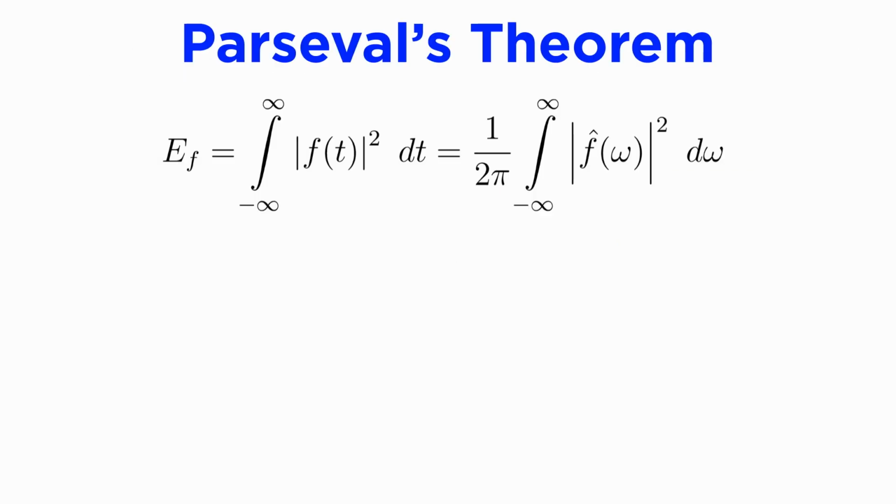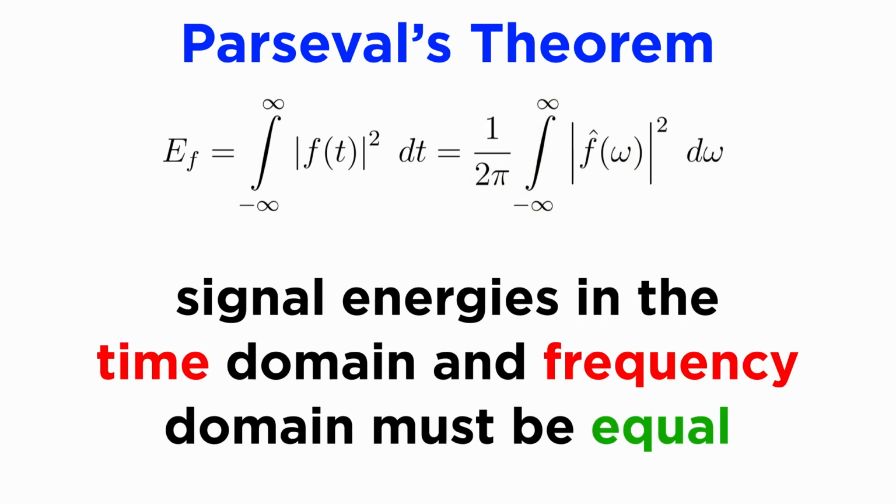First, Parseval's theorem states that the total energy of a time domain signal, which is the integral of its squared magnitude, is equal to its integrated power spectrum over all frequencies, which is a statement that the energy is conserved whether in the time domain or in the frequency domain.